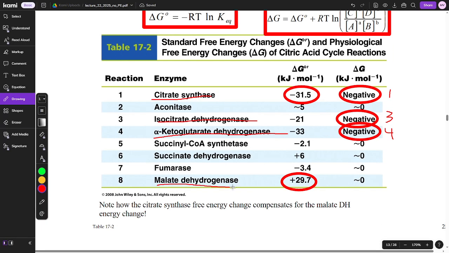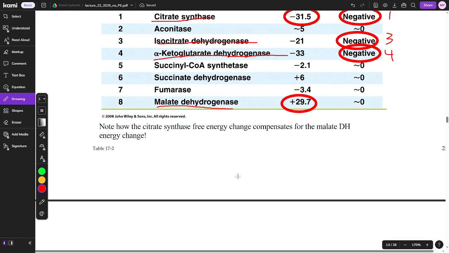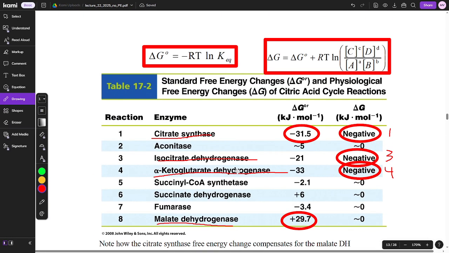Malate dehydrogenase is a bit of a weird case, but I don't think you have to know it too well. I think it might be talked about a little bit down there, but it's not too big of a deal. So steps 1, 3, and 4 for sure are the ones you need to care about as the regulatory steps. And if you're ever asked why it is one of the regulatory steps, you can just say very negative delta G due to release of CO2 and creation of NADH. And that's one way of talking about it.